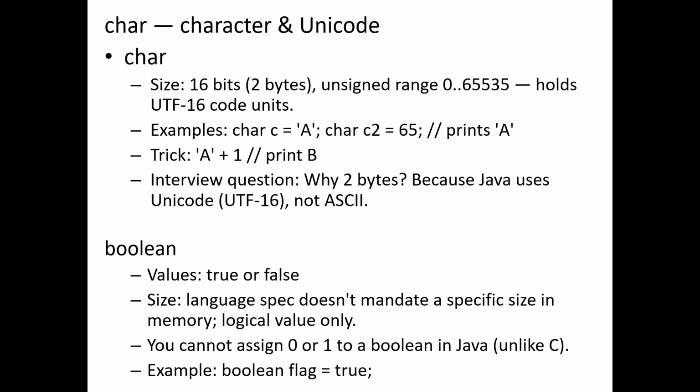The last but not the least is boolean, which is true or false. The size is language specific, so it doesn't matter, since it differs depending on the language you're using. In C we can assign 0 or 1 to a boolean, but in Java we can't, because Java only uses logical values.